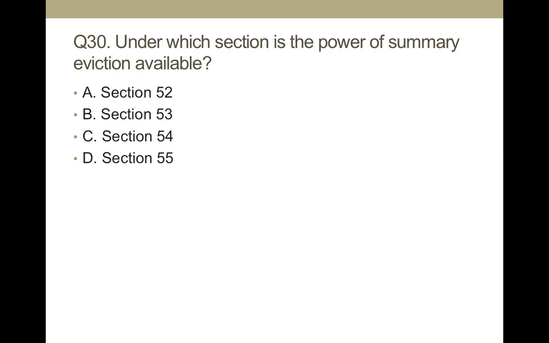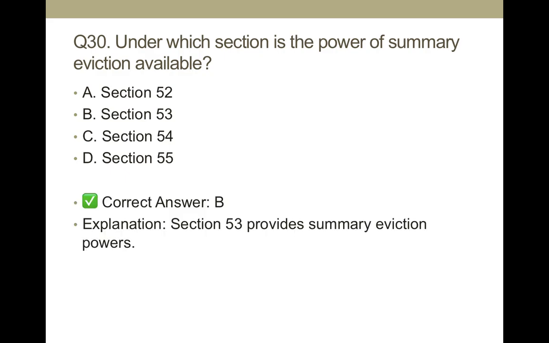Question 30. Under which section is the power of summary eviction available? Option A, Section 52. Option B, Section 53. Option C, Section 54. And option D, Section 55. So the correct answer is option B, that is, Section 53 provides summary eviction powers.